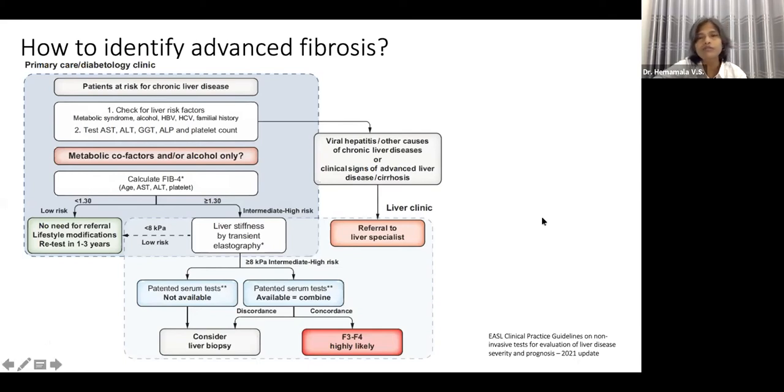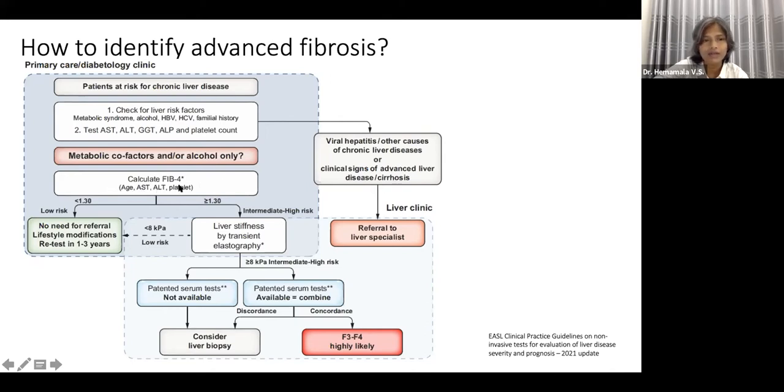They will see lots of patients with fatty liver or hepatitis B. So when to refer the patient to a hepatologist, or when to identify advanced fibrosis? Apart from checking all the blood parameters and identifying the risk factors, there is one non-invasive marker which is used, called FIB-4. This has been evaluated in multiple studies. Basically, it's very simple. It looks at the age, AST, ALT, and platelet.